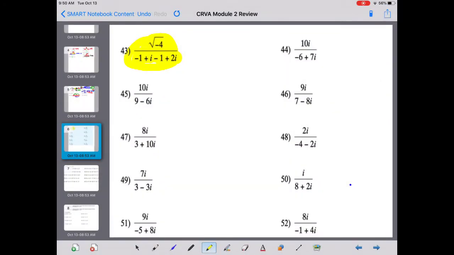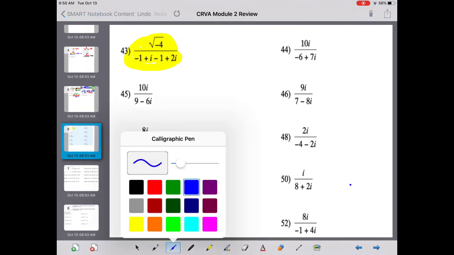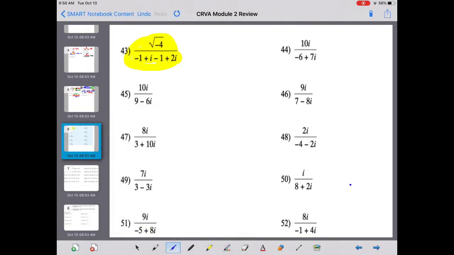All right, another skill that you're going to need to be able to do is to simplify something like what I've highlighted up above. Oh boy, there's a lot going on here. Well, the first thing you're going to do is simplify it like this. So on top, you can rewrite that as 4i.